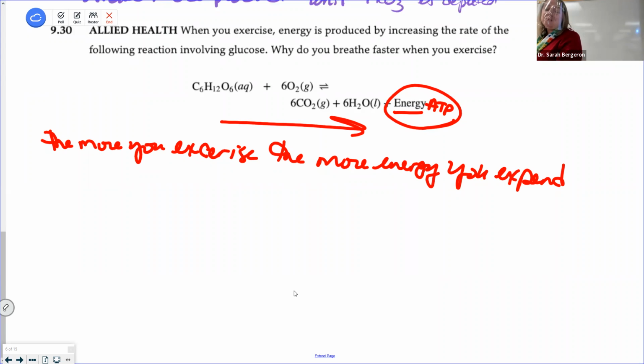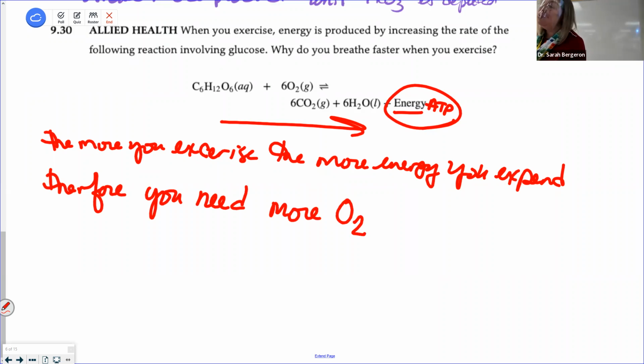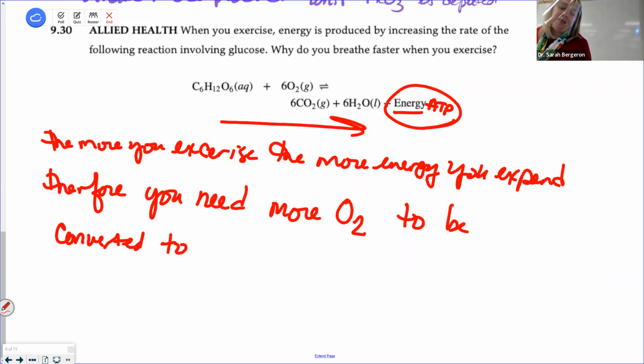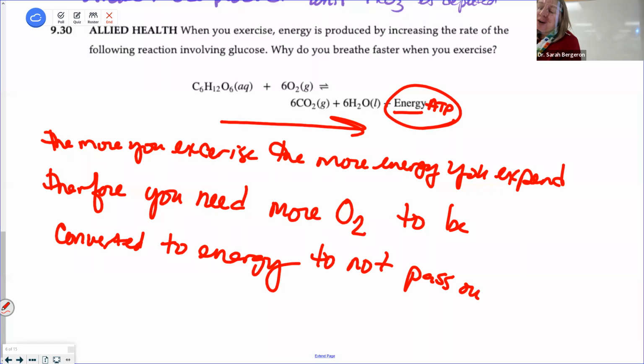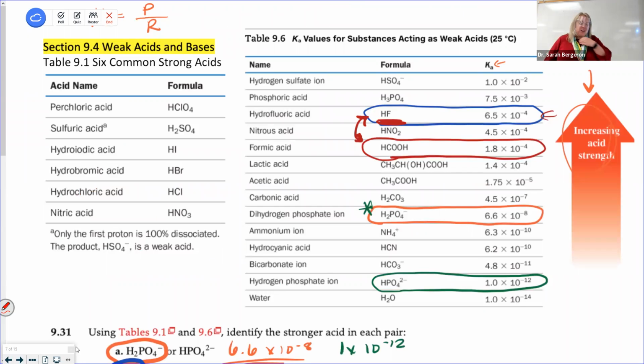So the more you exercise, the more energy you expend. Therefore, you need more O2 to be converted to energy to not pass out, right? What happens if you stop breathing? You will pass out, right? If you go a long time without eating, you're going to pass out. And the more you exercise between not eating and not breathing, the faster you're going to pass out, because you need that for cellular respiration. Okay. Oh, that's kind of cool. It's a real practical application of chemistry.